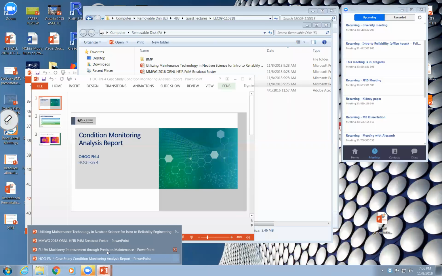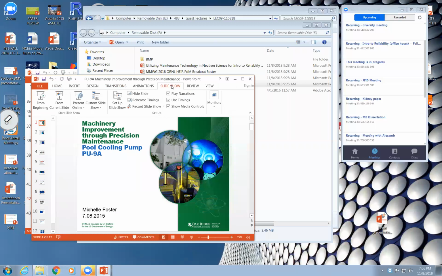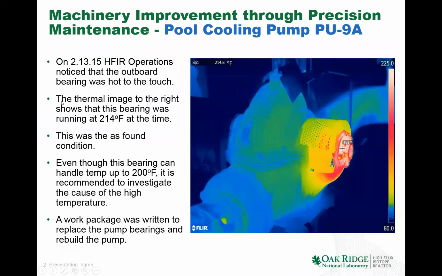And this next one I got here is the case study on a pump that you saw in my first presentation, when I was showing my infrared stuff. This pump had a history where, when we first started it up, it would warm up and cool down. But this time it didn't cool down.